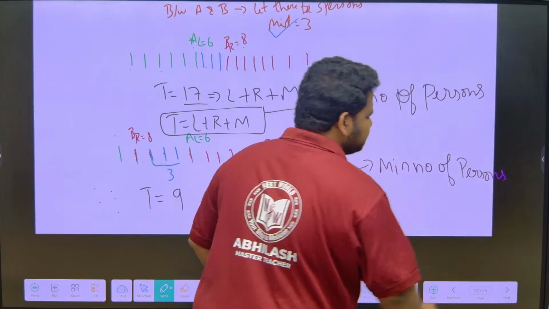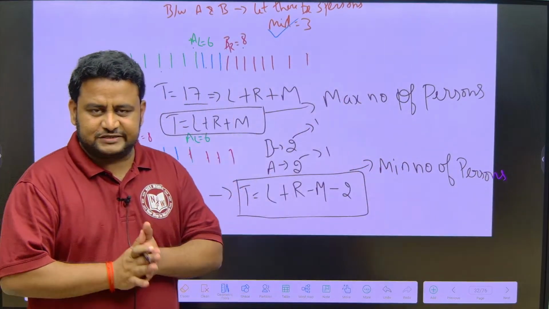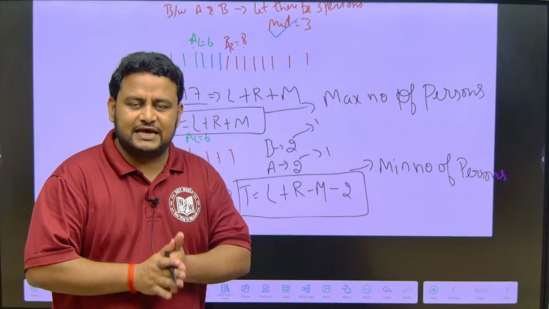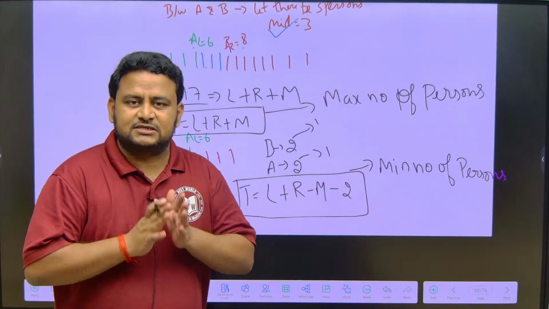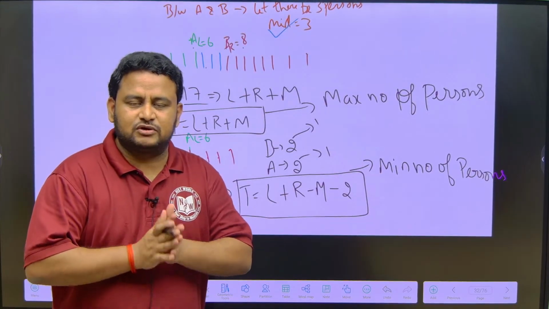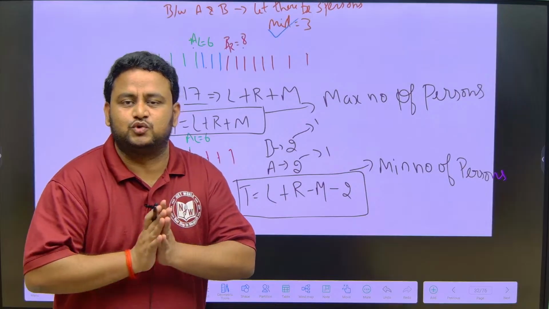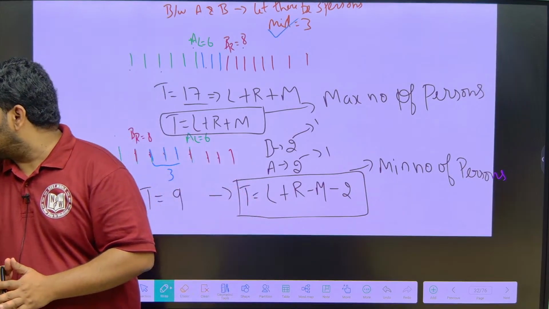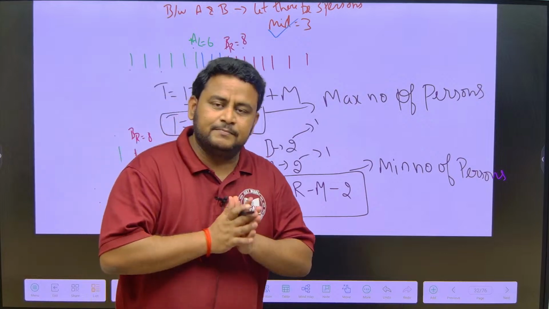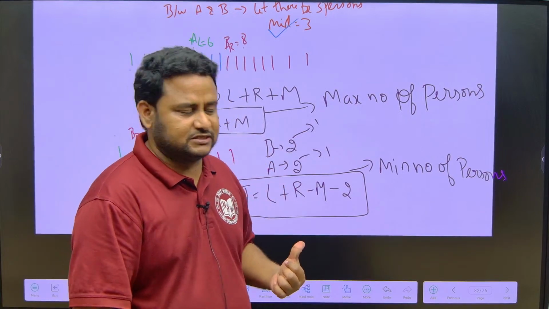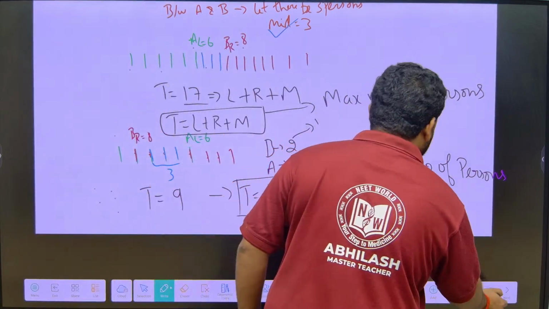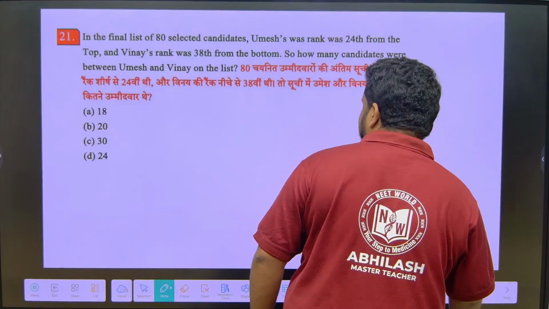Okay, clear friends? If they ask maximum number of persons, what is the formula? Total is equal to L plus R plus M. If they ask minimum number of persons, total is equal to L plus R minus M minus 2. Okay, clear? This is the minimum number of persons. Now based on this, let us solve some questions. You will understand it.